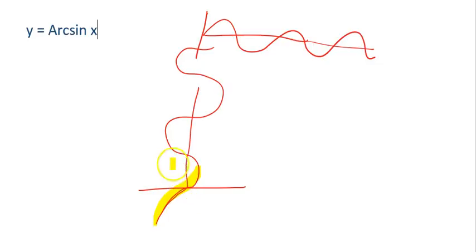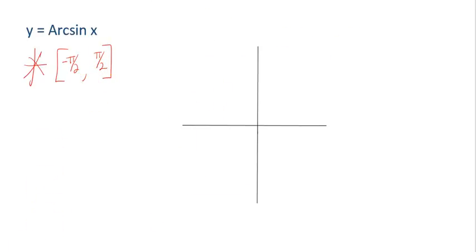So it's like they're just chopping it off and only using part of it so that it does pass the vertical line test. The part that they use, and this is important to remember, goes from negative pi over 2 to pi over 2. This would be part of the domain on sine. It's part of the range on arcsine.